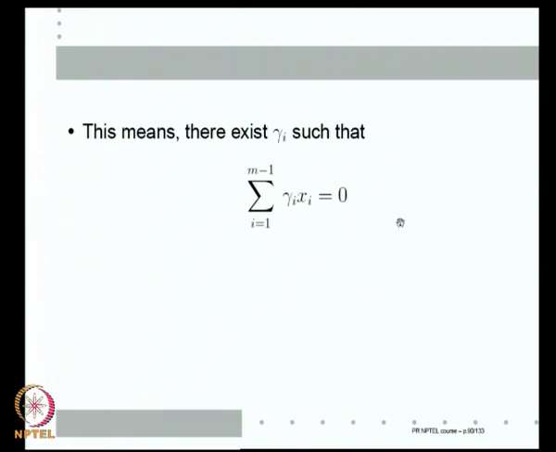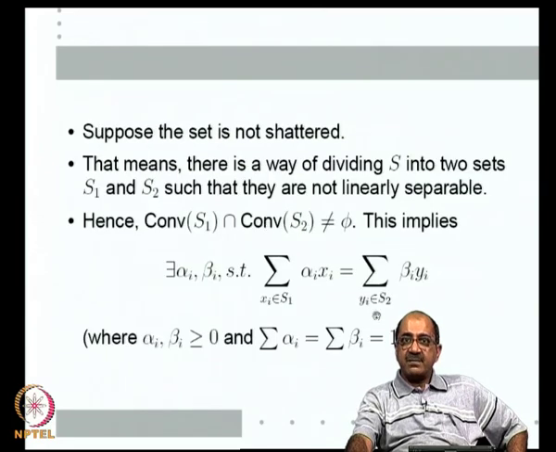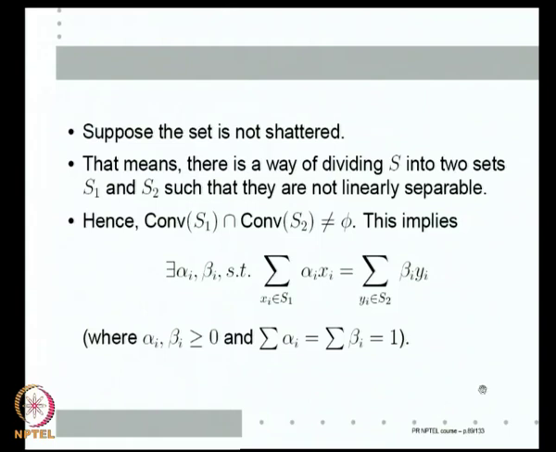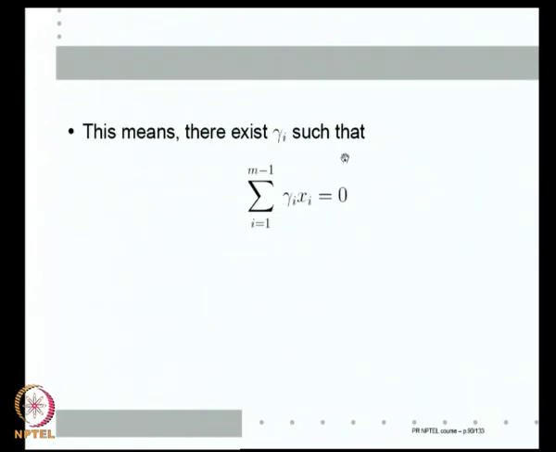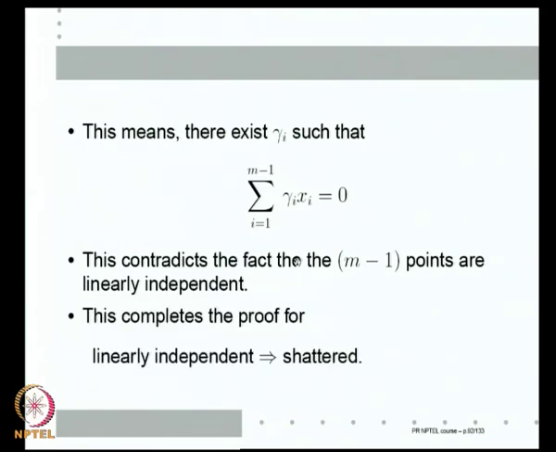But this is not allowed because I am given that the points are linearly independent, and not all gamma i can be 0, because gamma i are obtained from this alpha i, beta i, right? And alpha i and beta i have to sum to 1, so not all of them can be 0. So, if the set is not shattered, then there must exist scalars gamma i satisfying this, which is not possible because the xi's are linearly independent, which means linearly independent means shattering. Okay? So, we completed the proof that if the remaining m minus 1 points are linearly independent, then the set is not shattered, but then the set is shattered.